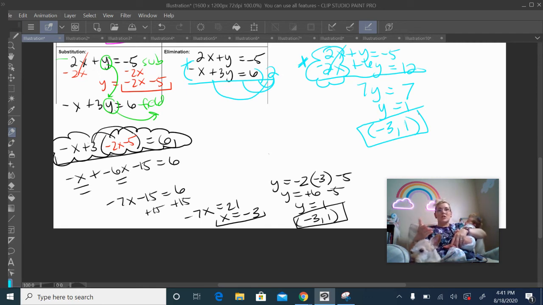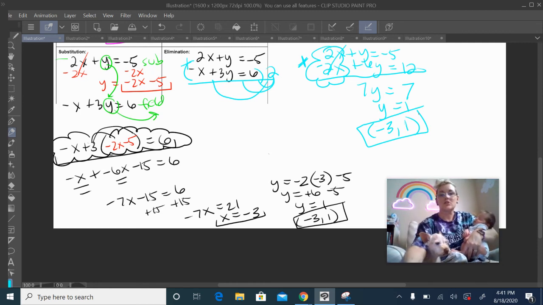With substitution, if you already see that one of the variables is already isolated, use that. And graph and check is always a great way to double check, especially if you have something like no solution or infinite solutions. It's just a great way to double check that you're correct if you get something super funky.